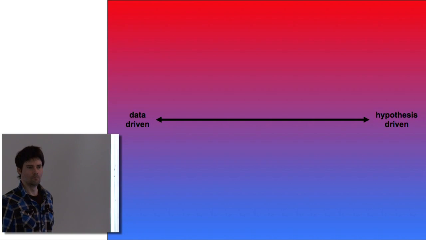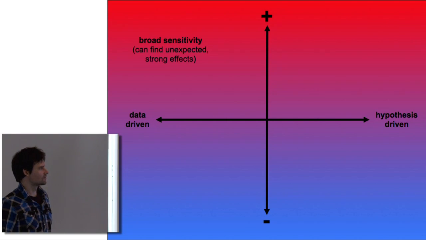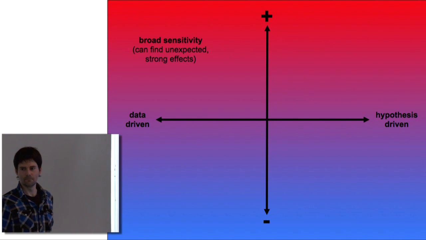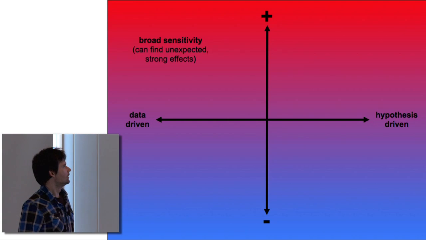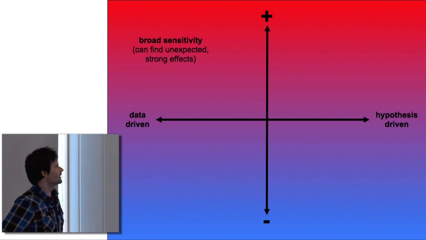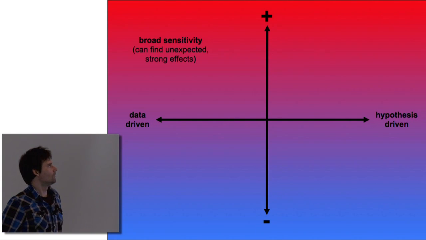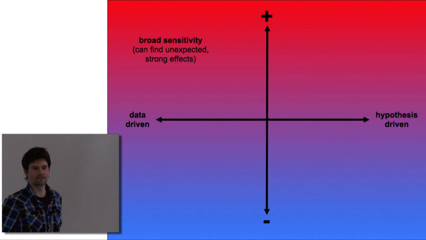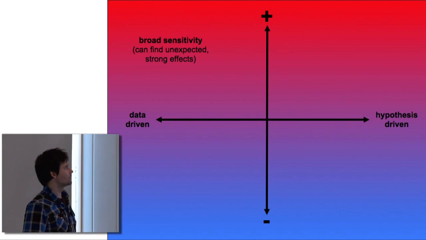So what motivates these preferences? There are positive and negative aspects to any point on this continuum, right? So there's no answer to this, that either data-driven is better or hypothesis-driven is better. We clearly need both. The good thing about data-driven analysis is its broad sensitivity. So we have the chance to find unexpected strong effects, right? And what could be greater than finding effects that are both strong and unexpected? You gain a lot of information, right? So this is a very strong motivation for doing this.